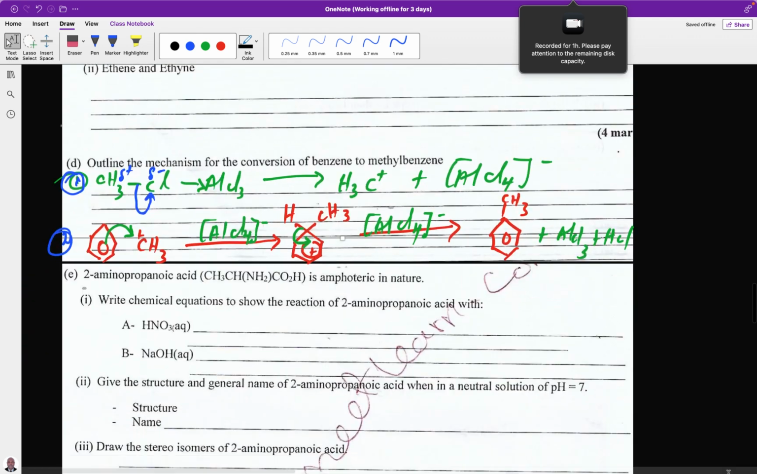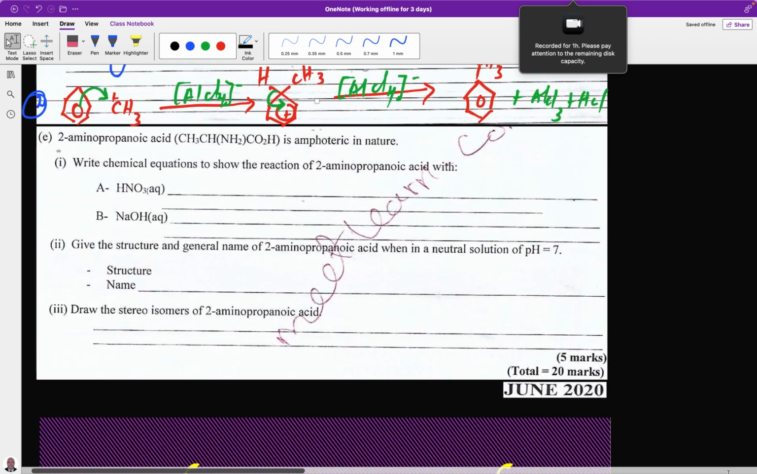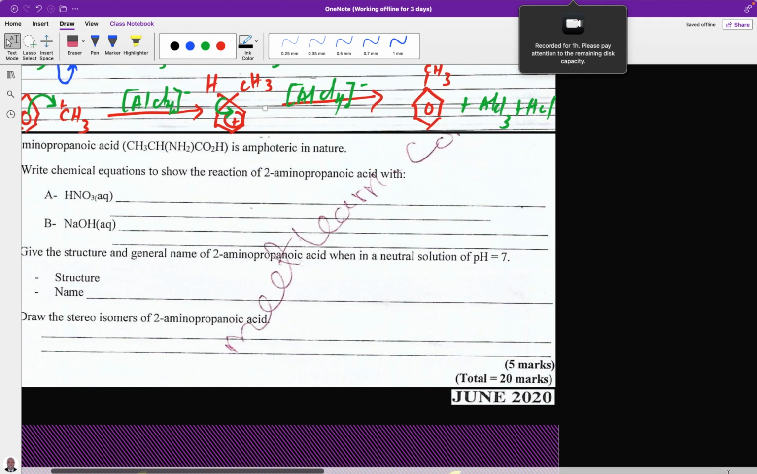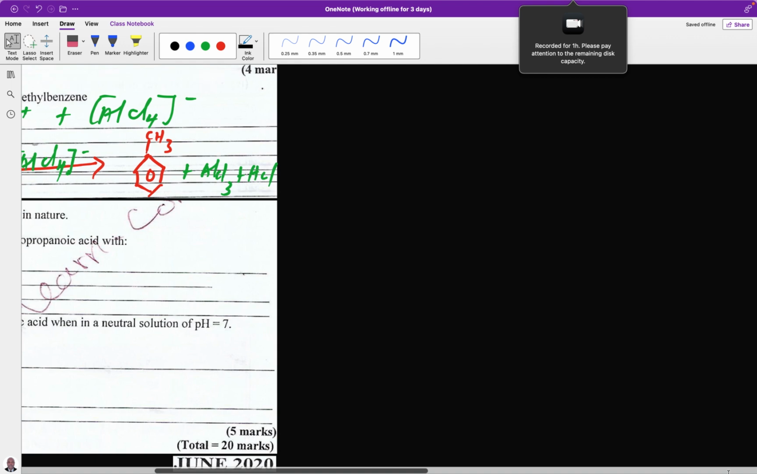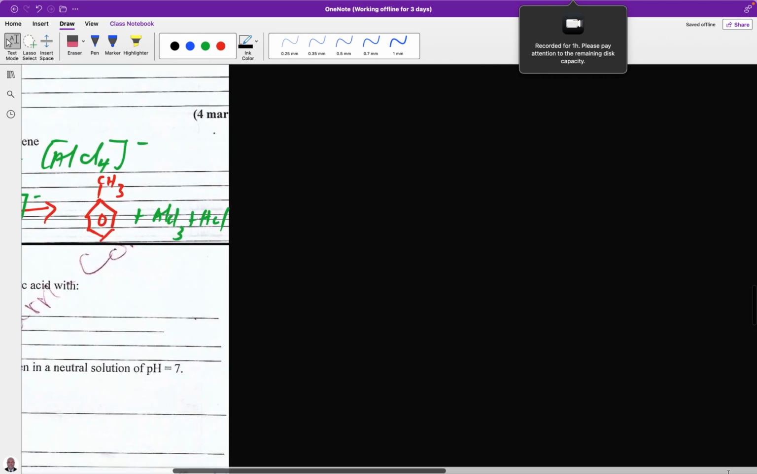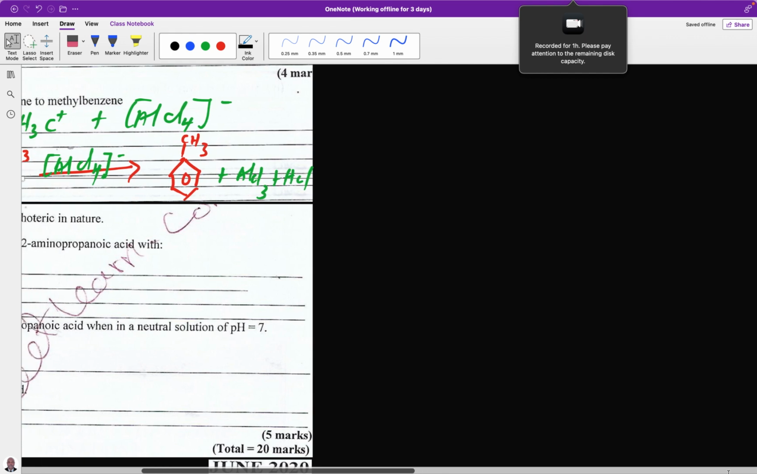Okay, again, let's go. Part E says 2-aminopropanoic acid is amphoteric in nature. Write a chemical equation to show the reaction of 2-aminopropanoic acid with nitric acid. Aminopropanoic acid has two groups: the amino group and the carboxylate group.